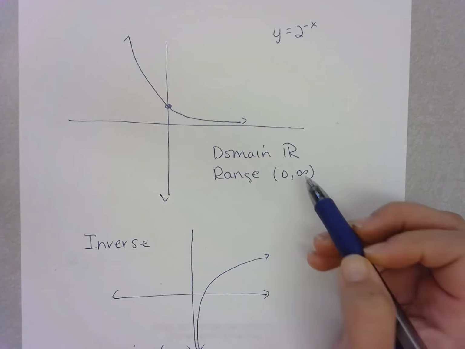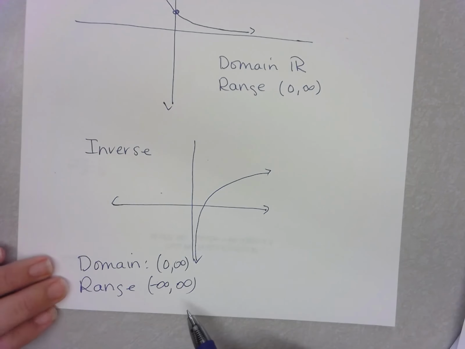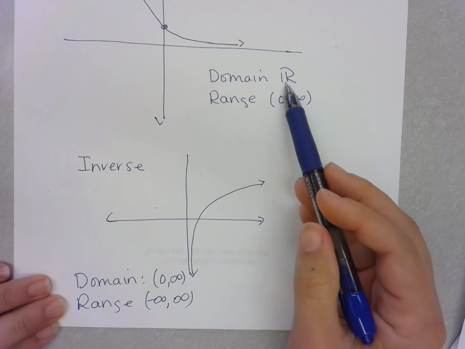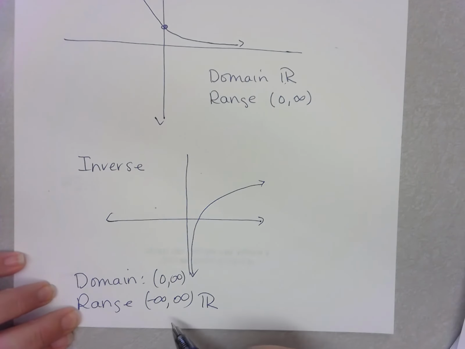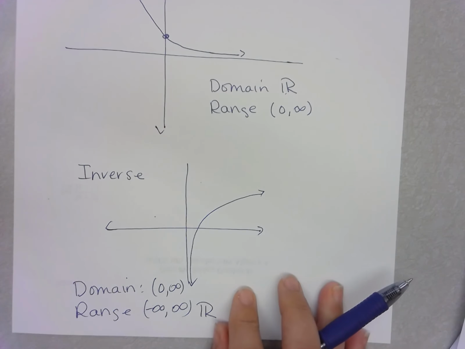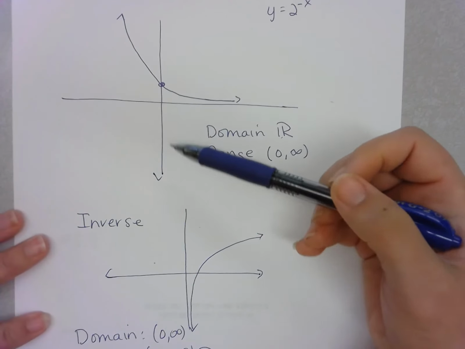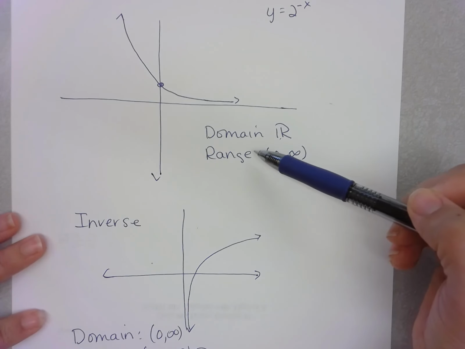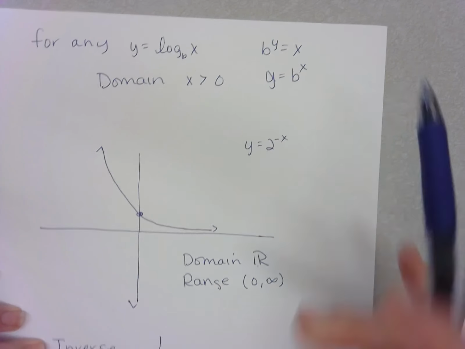I don't know why I wrote all real up here and then negative infinity to infinity here, but these are the same thing, which I could also call real numbers. I just wrote it differently. The domain up here matches the range down here, and my range up here is my domain down here. Now we haven't looked at these graphs yet, but I'm just pointing out that we knew what these look like in the domain and the range, so it makes sense that it would be completely opposite. Okay?